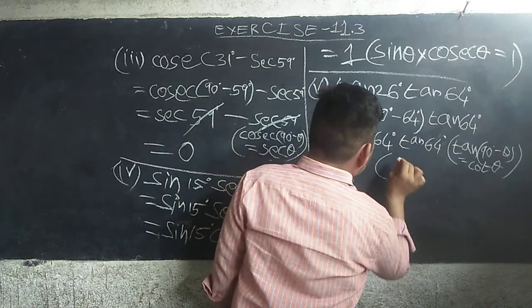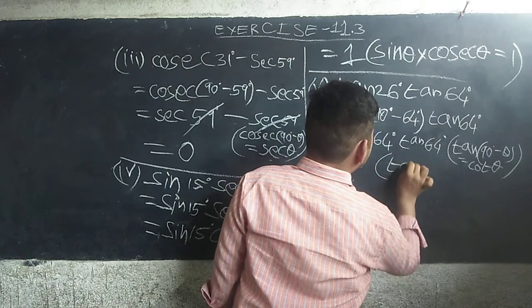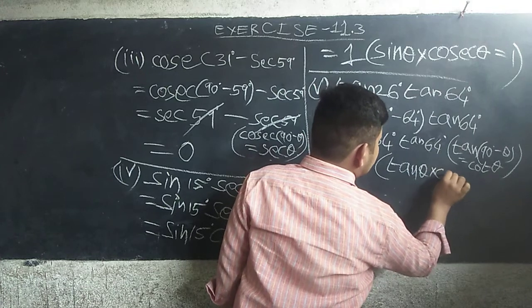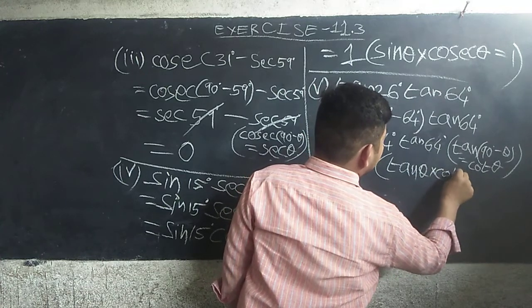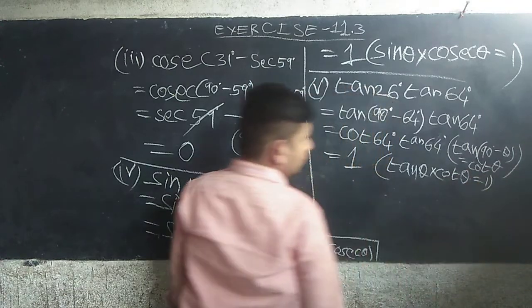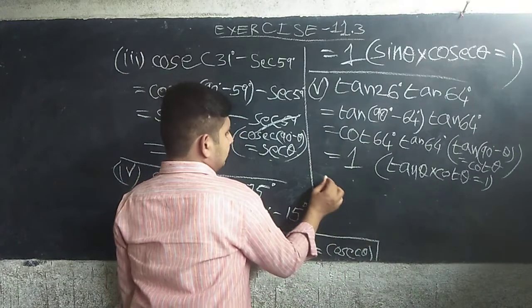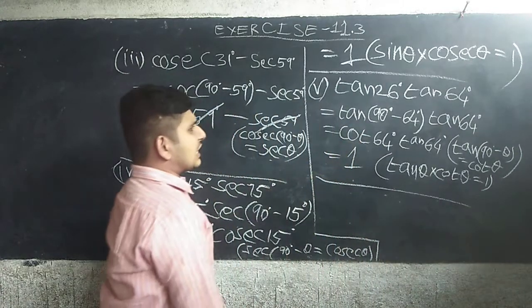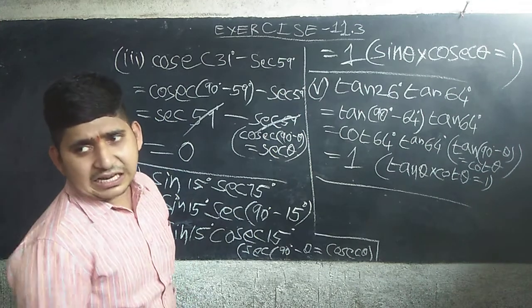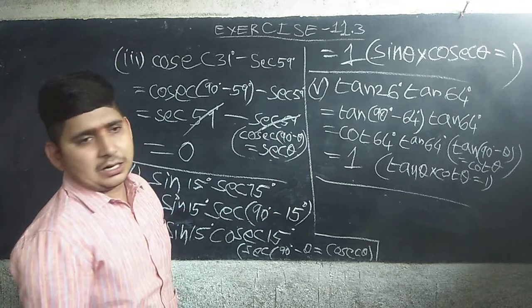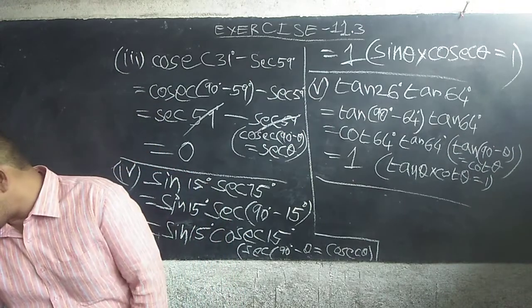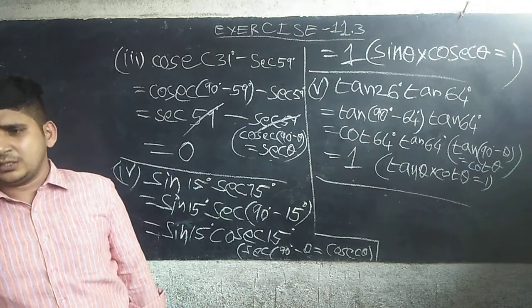Since tan theta into cot theta equals 1, therefore tan 26 degrees into tan 64 degrees equals 1. That conclusion we have to write. That is your first bit. Now we are going to enter into the second bit.